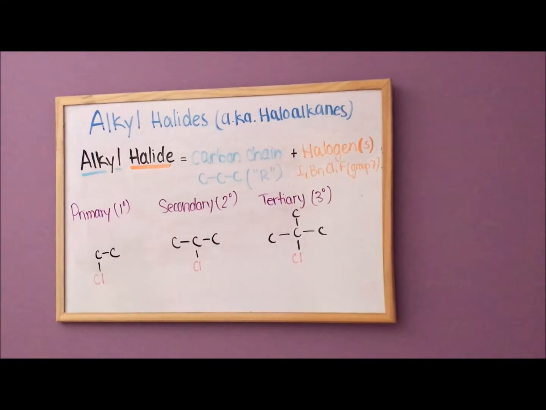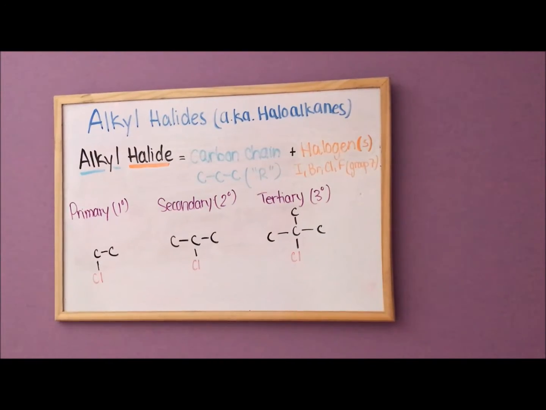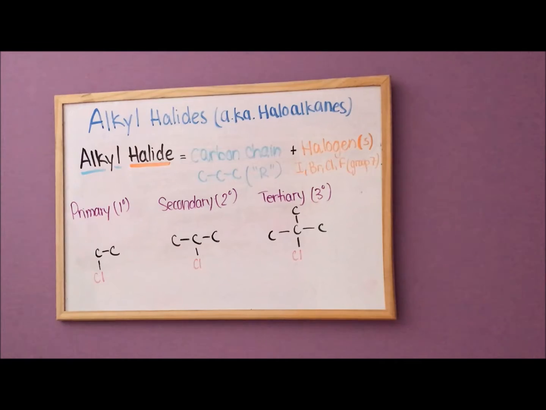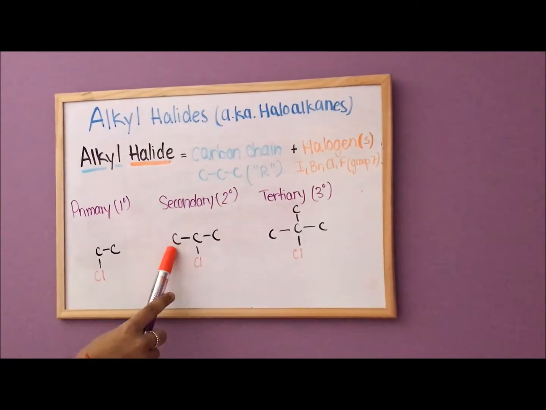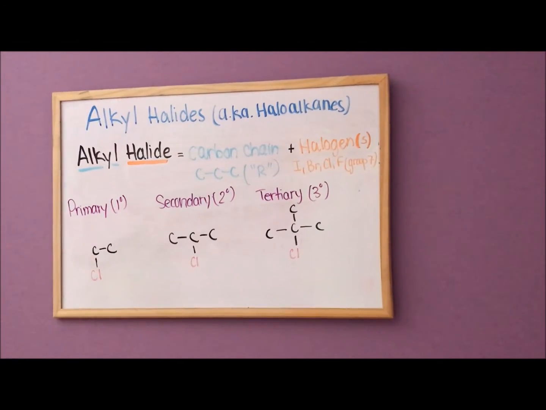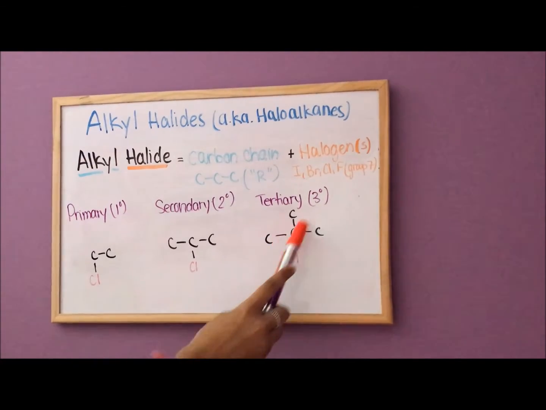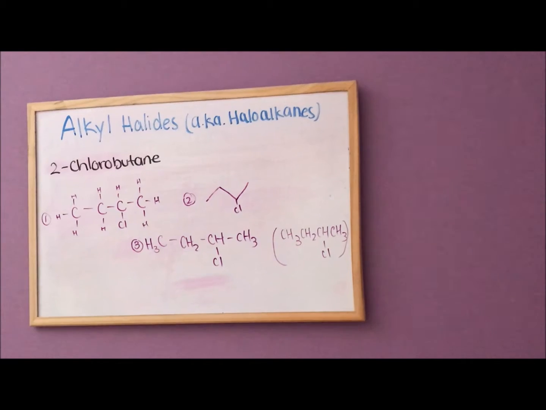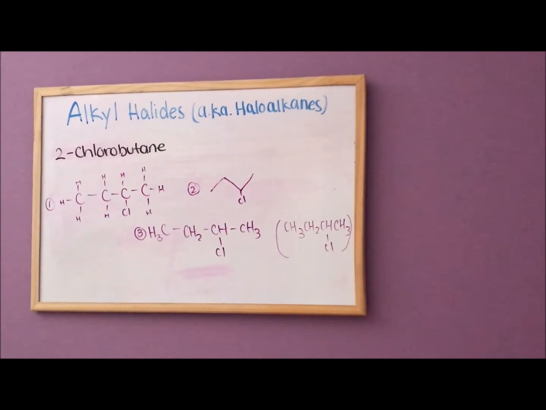Primary alkyl halides are basically when the carbon that the halogen is attached to is also attached to one other carbon. Secondary alkyl halides are when the carbon that the halogen is attached to is attached to 2 other carbons. And tertiary alkyl halides are when the carbon that the halogen is attached to is also attached to 3 other carbons. There are 3 ways to represent alkyl halides. So there's condensed structural, complete structural, and line structural.